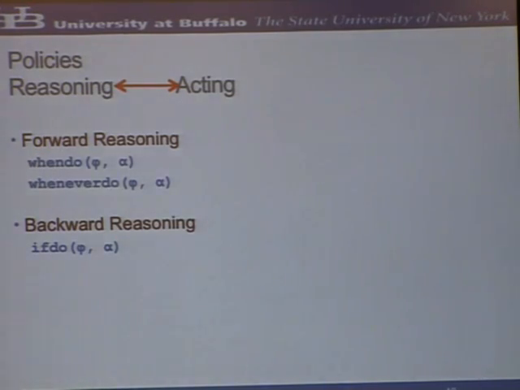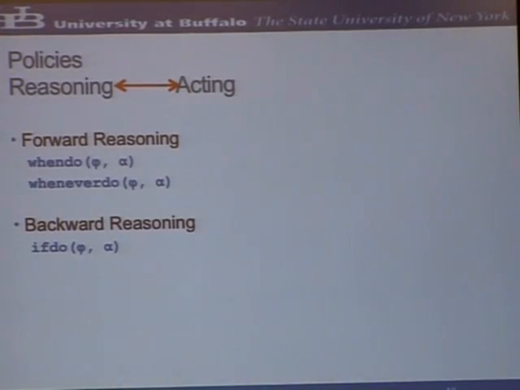Now, it's interesting to note that policies are one way in which reasoning interacts with acting. In forward reasoning, and SNePS supports both forward and backward reasoning as well as a couple of others, if the agent has adopted the policy when phi do alpha, and it starts to believe phi, then it will do alpha, and then immediately unadopt the when-do. So it's a one-time thing. It's the appropriate thing to do when you push the walk button: adopt a policy that when you see the walk light, cross the street one time. You could do it again on another street. Whenever-do says, whenever you come to believe phi, do alpha, and retain that policy.